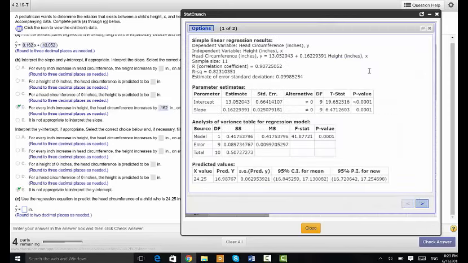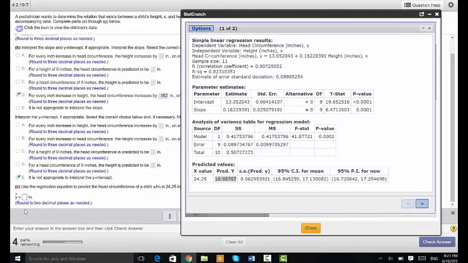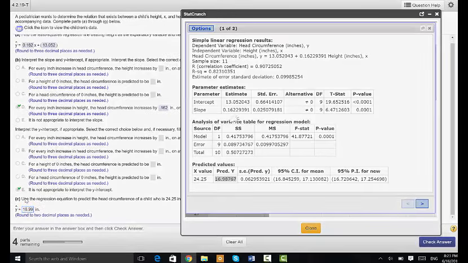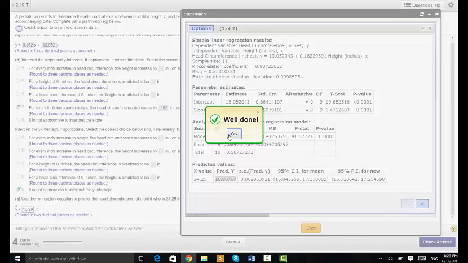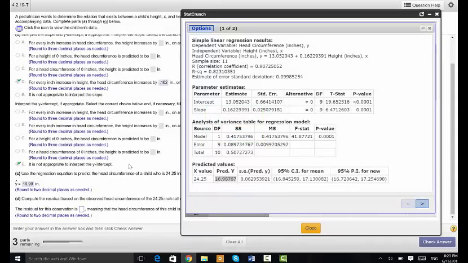Notice this window shows you an extra thing here. It says x value 24.25 and your predicted y value is 16.987. Rounded to 2 decimal places, that should be 16.99. Okay, well done. That's how you use StatCrunch to do that.